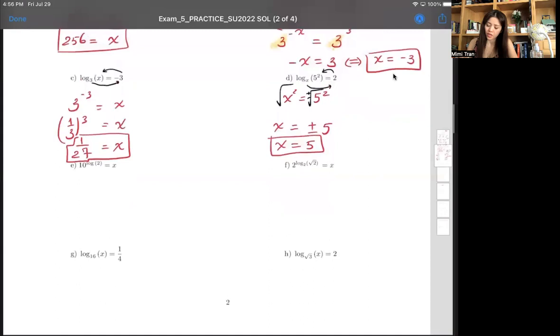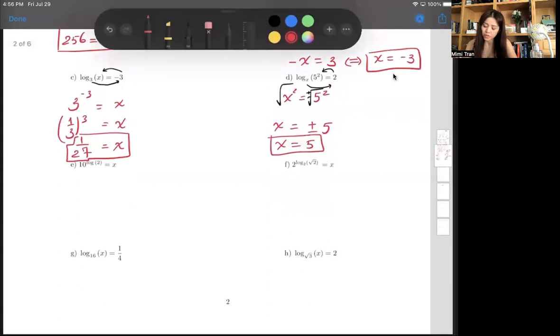Yep, that's right. E is 10 to the log base 10 of 2. Again, remember the inverse rule, the second of the inverse rules. The 10 and the log base 10 cancel, just 2 equals x. What about this one? Same thing, right? You can cancel this, so the square root of 2 equals x.